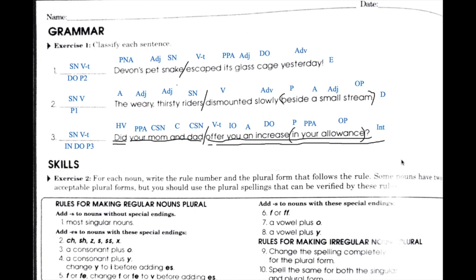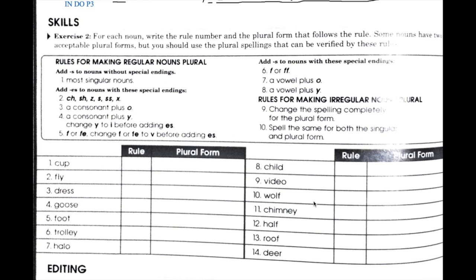Let's go down to skills. Exercise 2. For each noun, write the rule number and the plural form that follows the rule. Some nouns have 2 acceptable plural forms, but you should use the plural spellings that can be verified by these rules. This rule chart is the exact same one that I showed you earlier in the video. It's also the exact same one that you looked at on page 302. So use that as you're completing this. You have to look back in that chart.